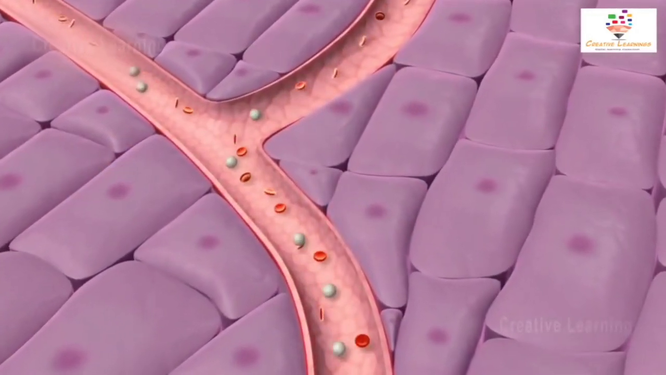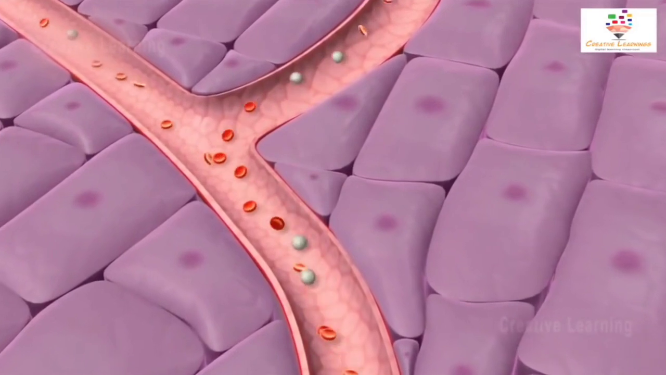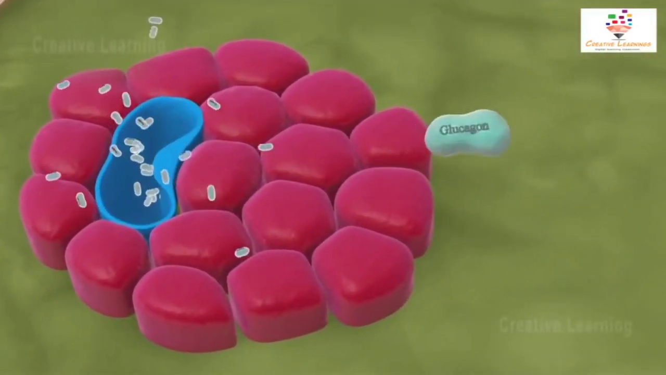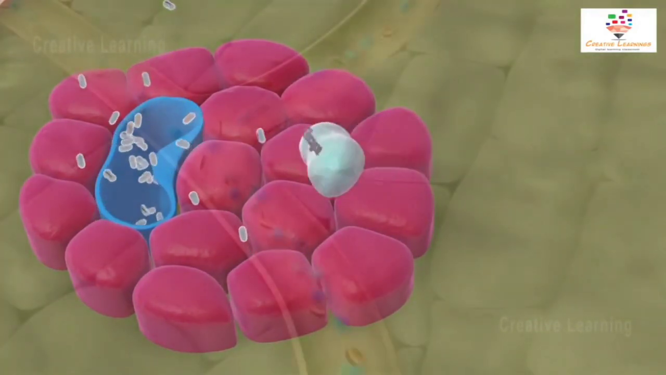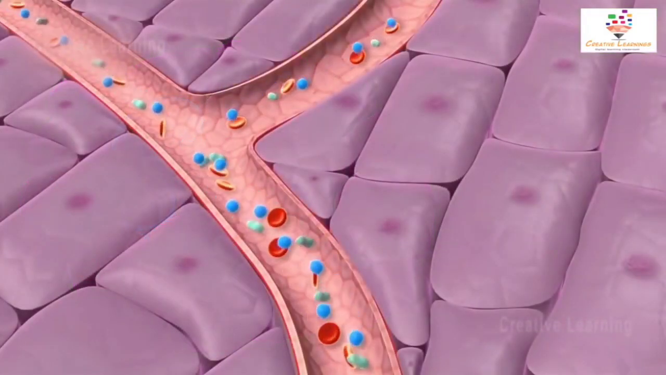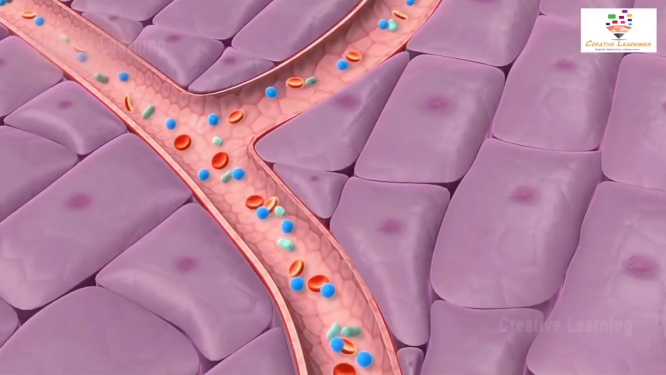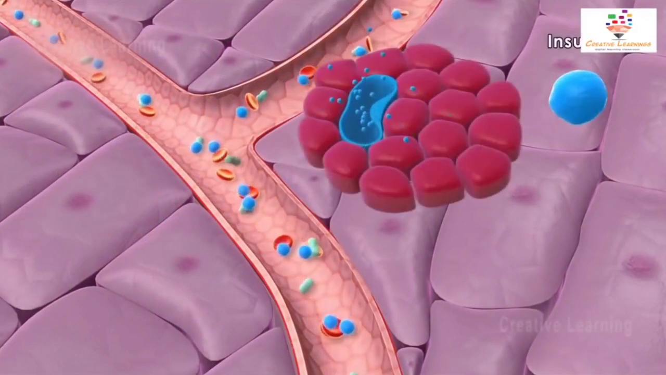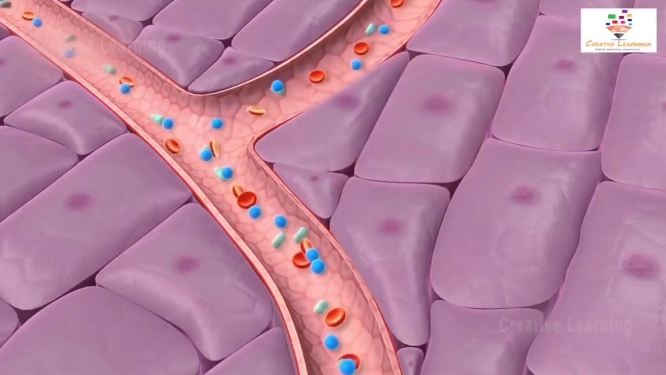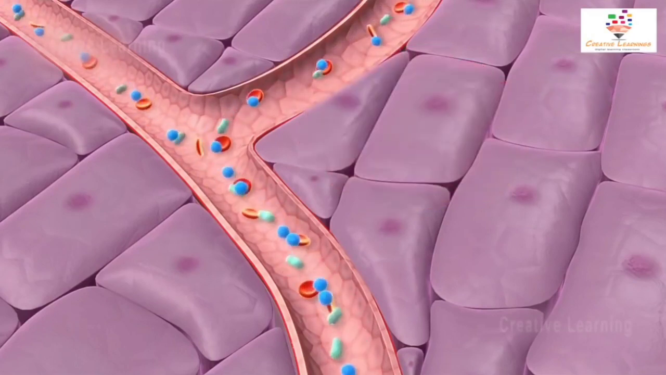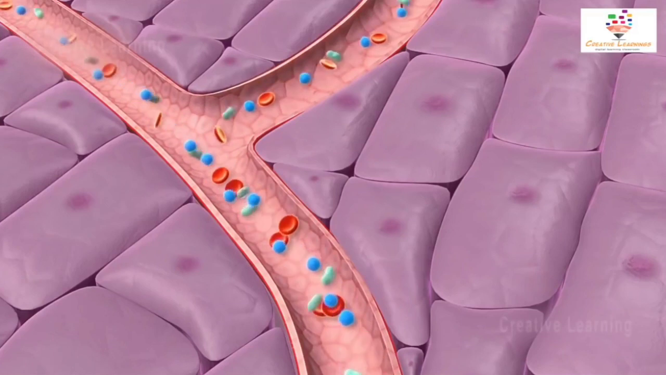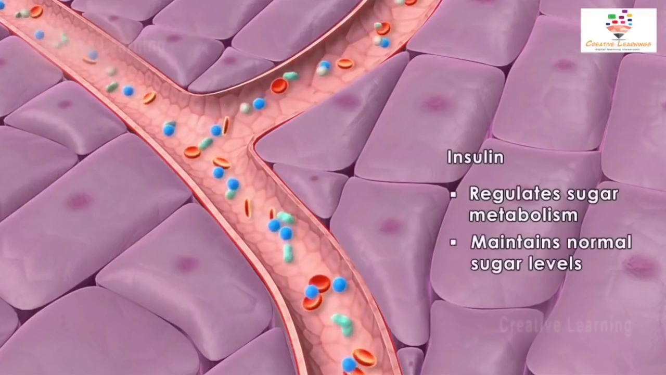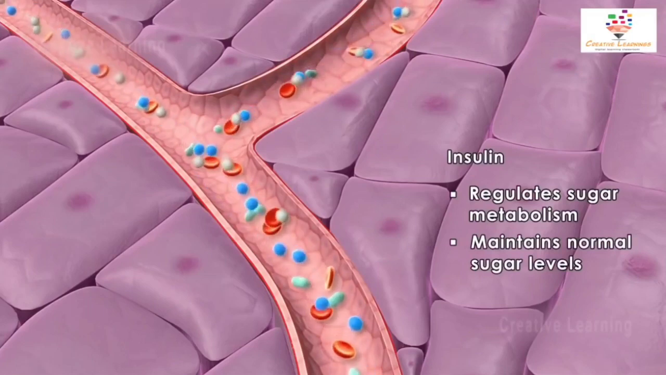In response to dropping levels of blood glucose, the alpha cells secrete the hormone glucagon, which raises blood glucose levels. The beta cells secrete the hormone insulin in response to a rising level of circulating glucose. Insulin regulates sugar metabolism and helps to maintain normal sugar levels in the blood.